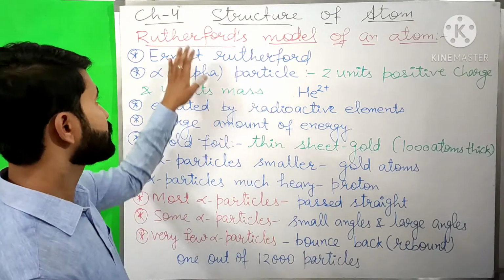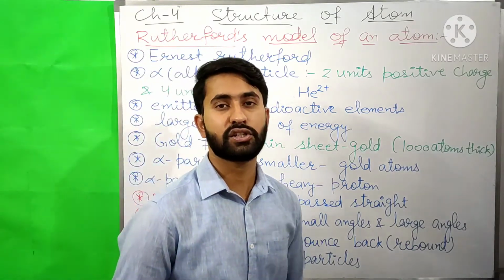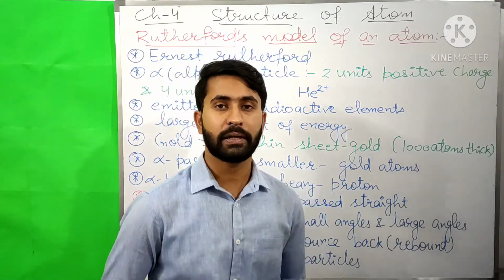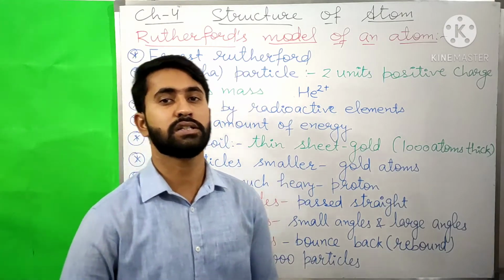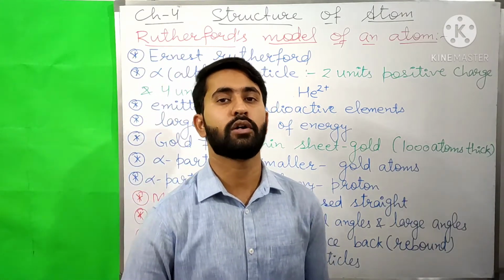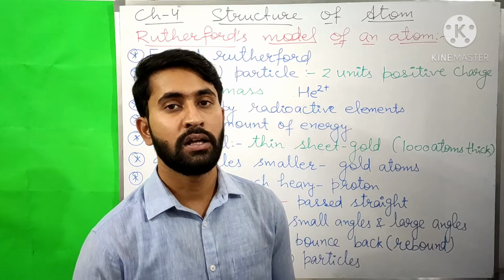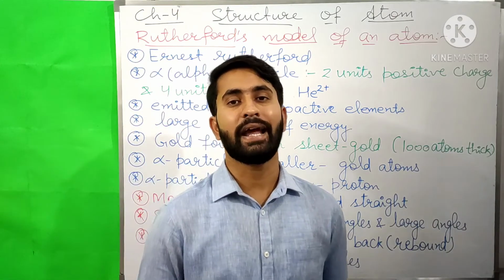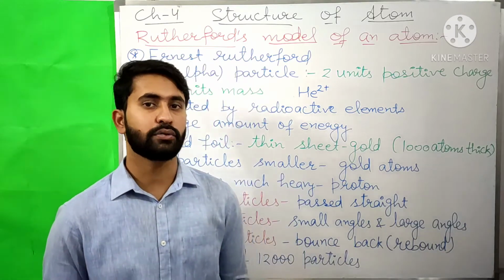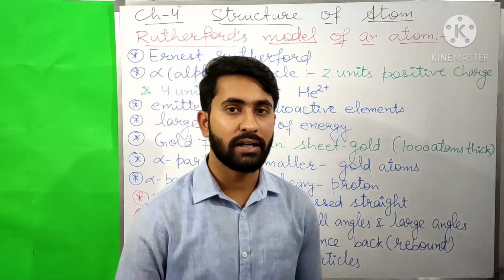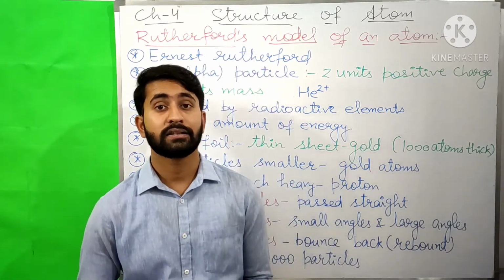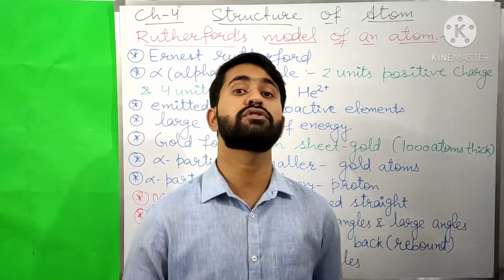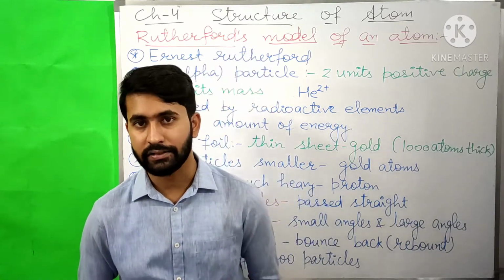We are reading chapter number 4, Structure of Atom. In our previous video, we have learned about Thomson's model of atom. In his model, Thomson explained properly how an atom is electrically neutral. But his model cannot explain the experiments that were done by other scientists.